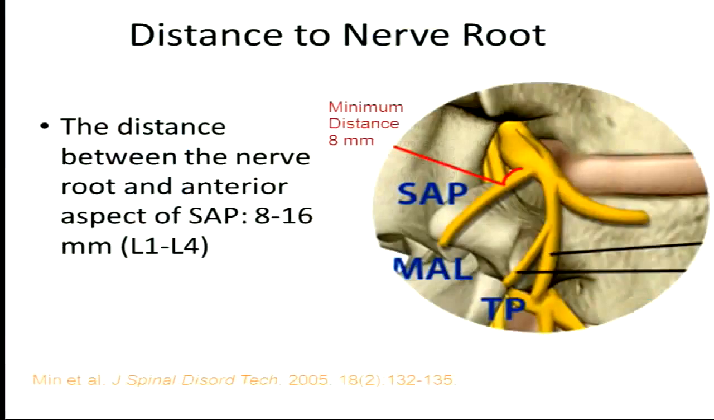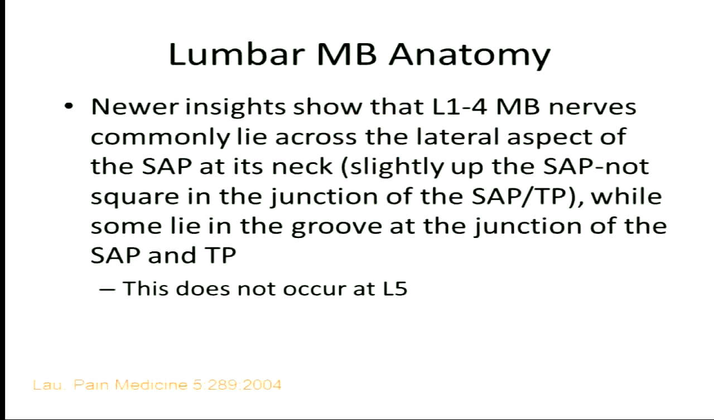And we see that we have an adequate margin of safety, 8 millimeters between the nerve root and the anterior aspect of the superior articular process. So it's 8 to 6 millimeters at L1 through L4; if we're doing the lesion on the anterior aspect of the SAP, we should be well behind the nerve root. And there are further things with the Coolief technology that allow for that margin of safety.